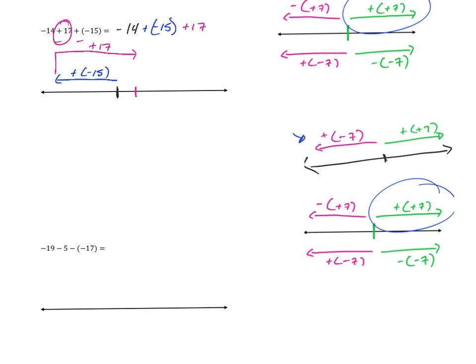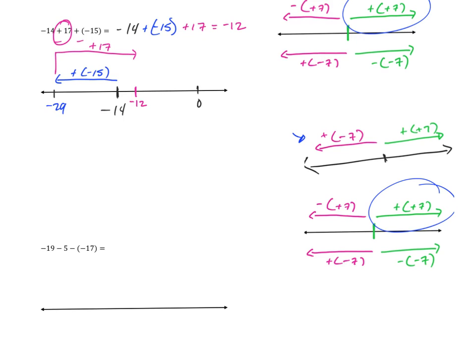And I want to know, where do I land? Well, if I started out at negative 14 and I went to the left 15, well, 0 is over here, so I'm going to go that way, which will give me negative 29. And then I went to the right 17 from negative 29, which means I'm going to land at negative 12. So this adds up to negative 12.